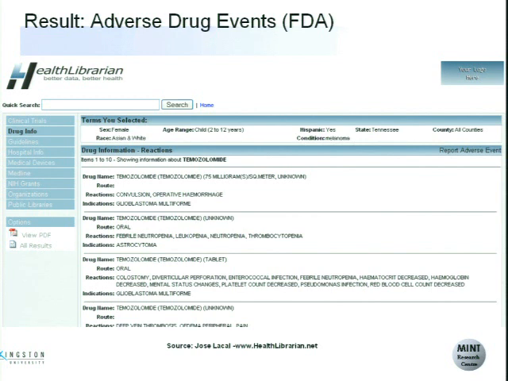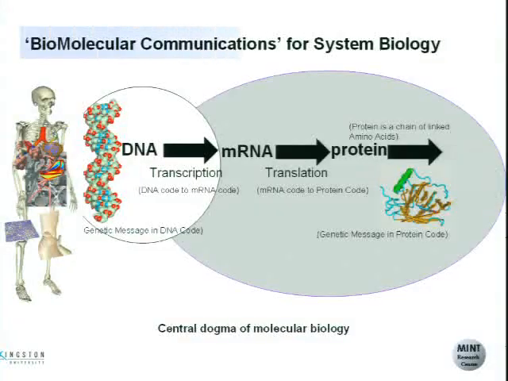But my vision is actually to take it further from this. This is a new area that I coined about two years ago. I call it biomolecular communications for system biology. It is new because my work in the last 15-20 years was really looking at how the wireless works for the patient and the person outside.